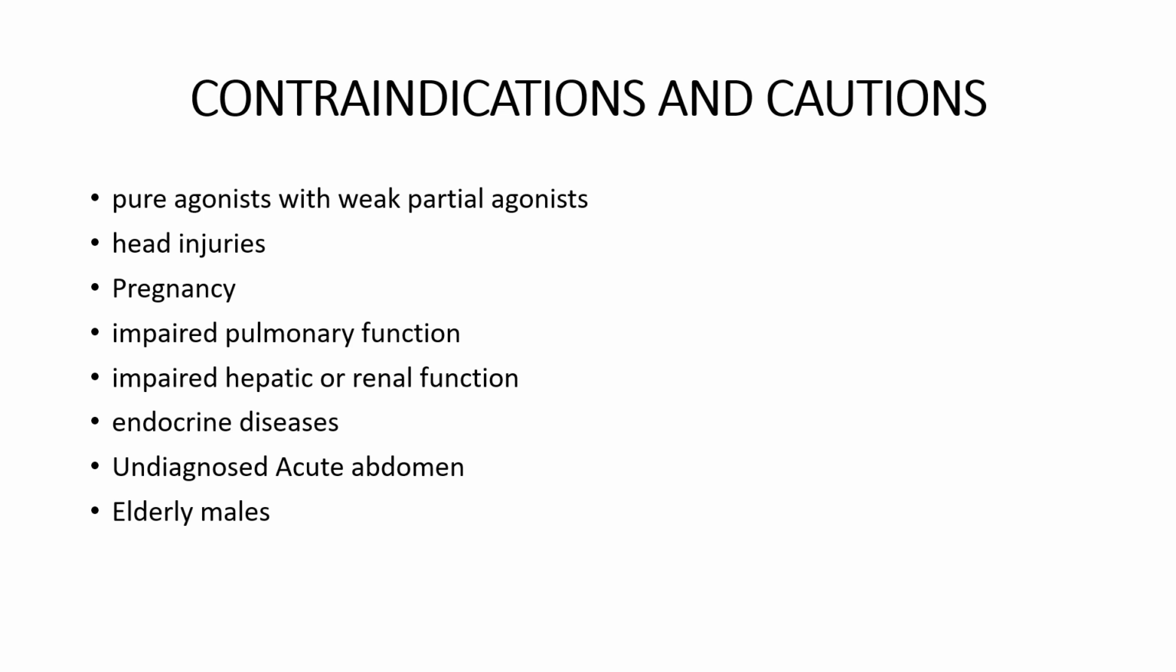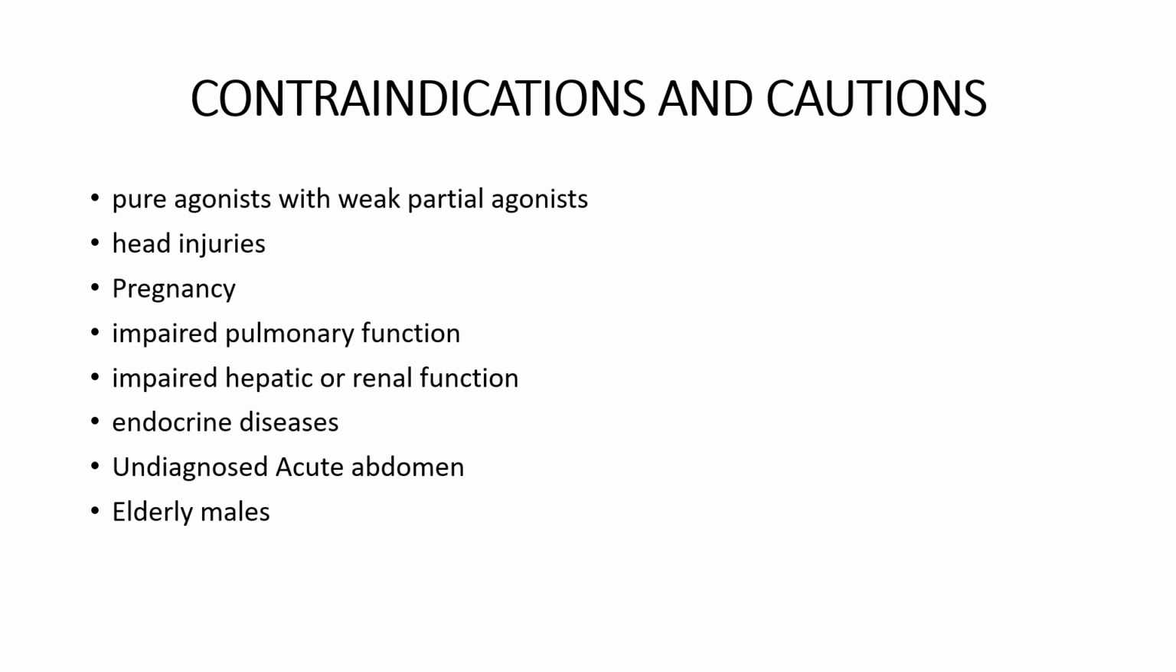And pregnancy should use very cautiously, because opioid analgesics cross placenta, especially morphine, and the fetus will be dependent on opioids. So when the child is born, sometimes the baby will show withdrawal signs and symptoms. So it has to be used very cautiously.